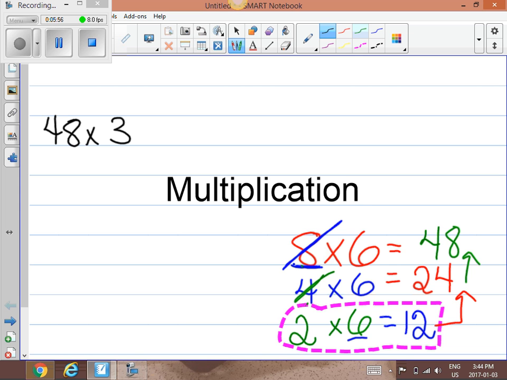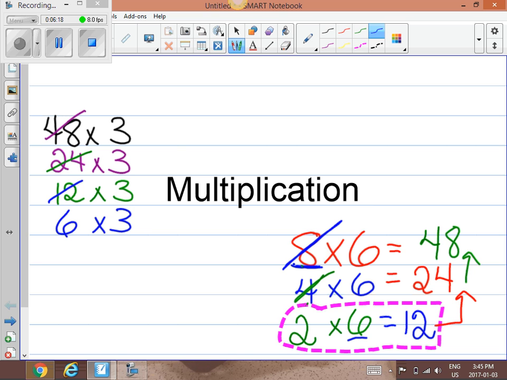Okay, so we'll go from that 48, we're going to chop that one in half, so we have 24. 24 times 3 might not be an easy one either, might not be quite as quick as we want it to be, so we'll try 12 times 3. That one might not be automatic. Chop that in half. 6 times 3. Most students will be able to tell me the answer for this one.